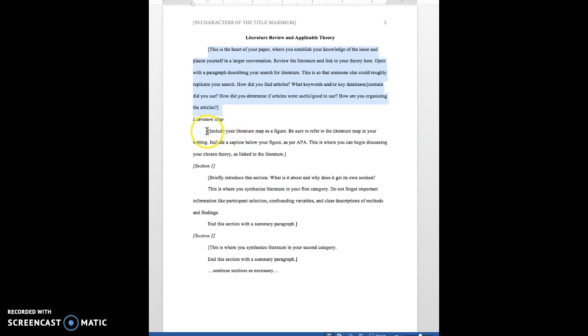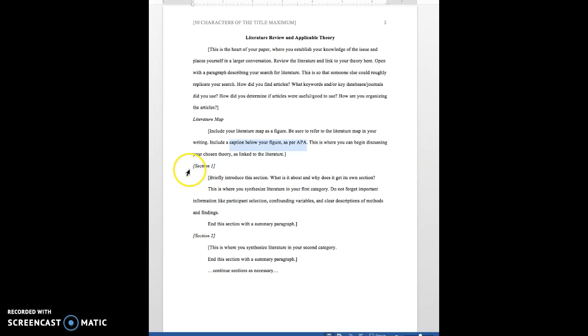After you do this, you're going to explain your literature map and actually include the literature map here. A high-quality literature map will also be related to the theory that's guiding your understanding of the topic at hand. Please note that there is a specific way to caption the figure that you will include. You can find that information in your APA handbook.